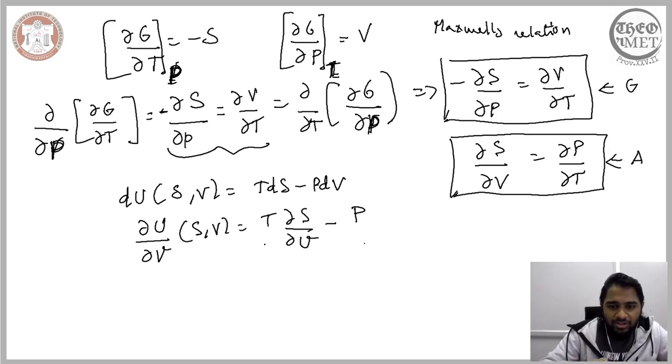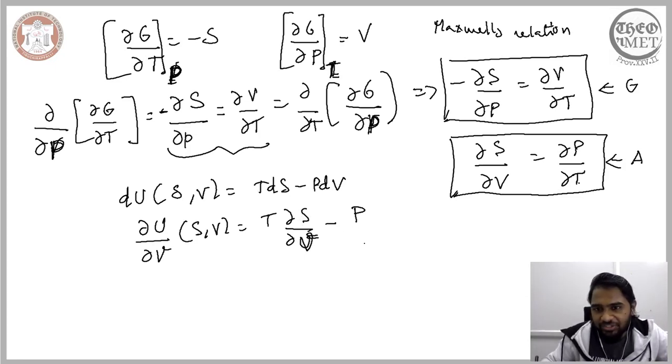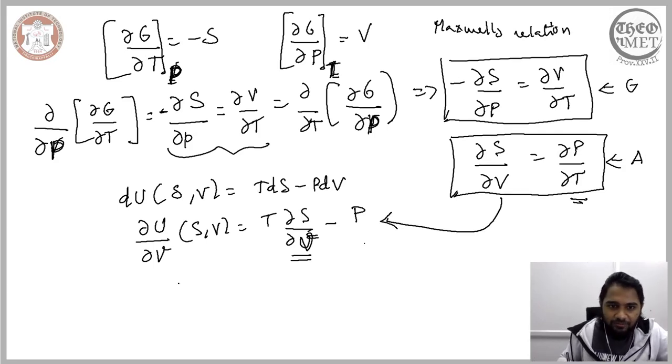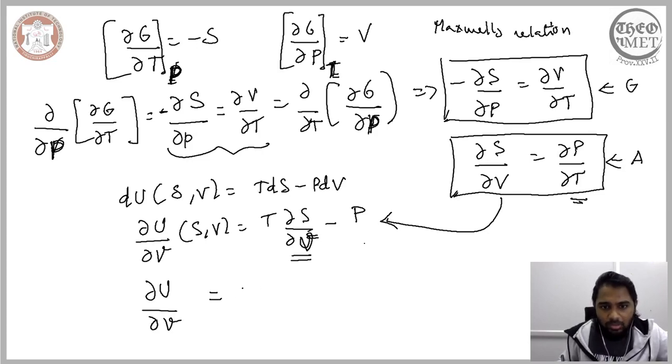Now when you look closely, what you observe is that in this term here we have the change in the entropy with respect to change in volume, and this is nothing but the change in pressure with respect to change in temperature. So essentially this term here can be replaced by this term. This relation that we got from the Helmholtz free energy can be substituted here. Therefore the change in the internal energy with respect to change in the volume is equal to temperature times the change in the pressure with respect to the change in the temperature, minus pressure.